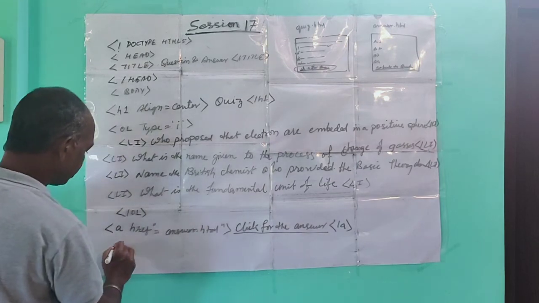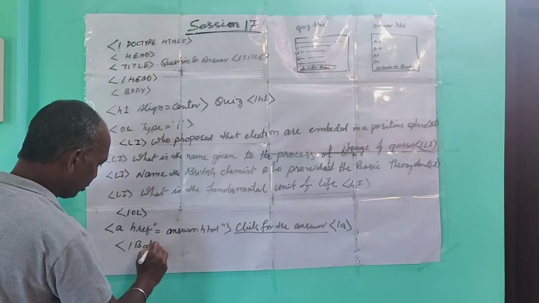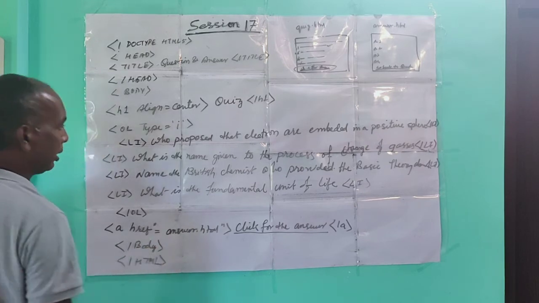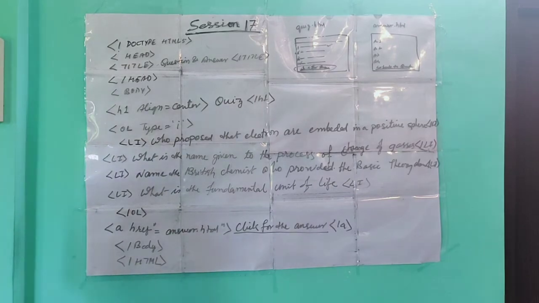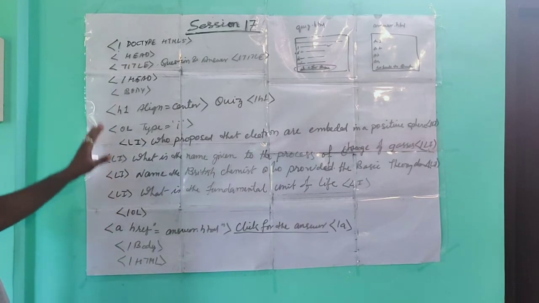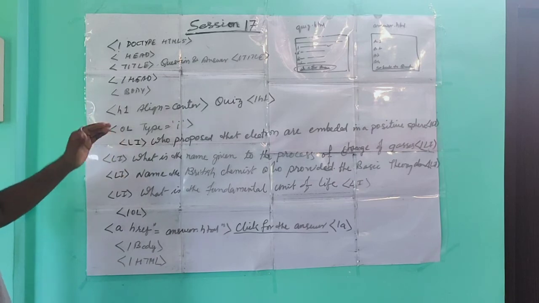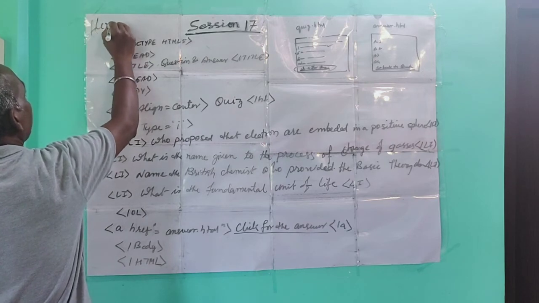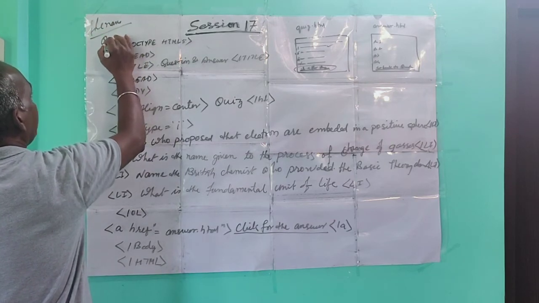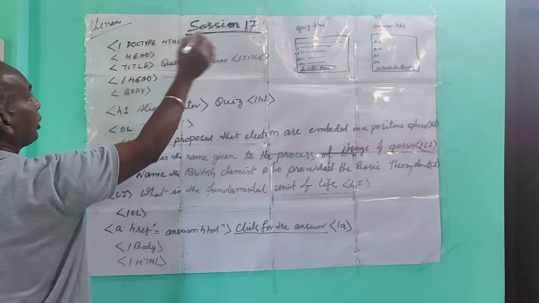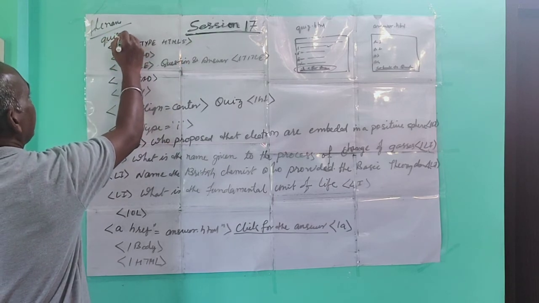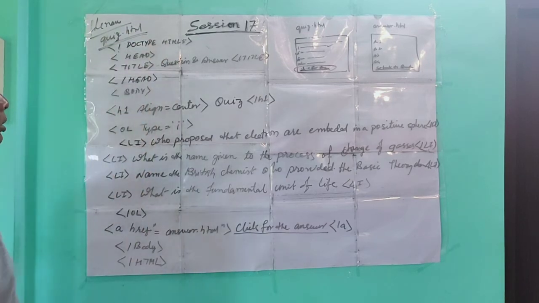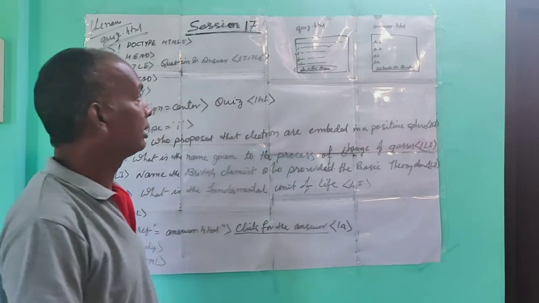After that, close body, then close HTML. So we create this web page. After creating this web page in Notepad, we have to save it. When we save it, we have to give the file name quiz, small q, so quiz.html. Save it by giving quiz.html. Don't make a spelling mistake, because it is case sensitive.